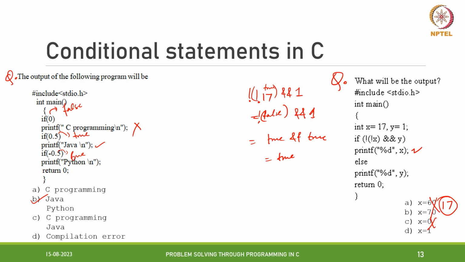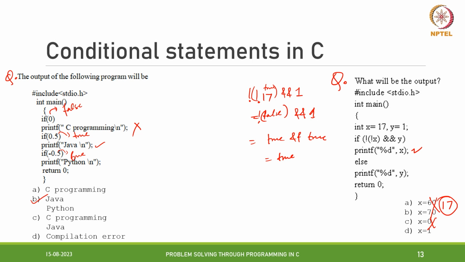Sir, in the right question, if we have the last answer, it will print y. If this entire expression, say you put x equals 0, in that case not of x will be true, and not of true will be false. So false and y, which will be true, that means overall it will become false. If that becomes false, then the else part is going to be executed. So the else part means it is going to print y, it will print 1. Okay, sir. Thank you.